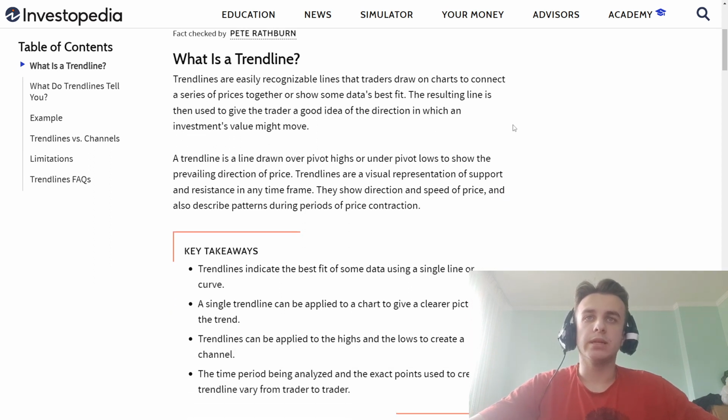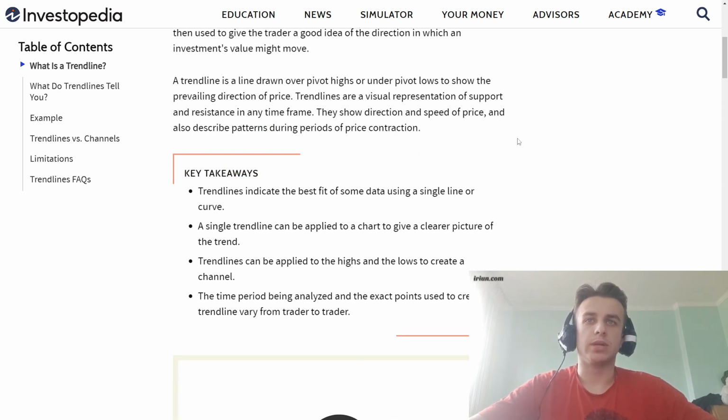A trend line is a line drawn over pivot highs or under pivot lows and shows the prevailing direction of price. Trend lines are visual representations of support and resistance in any time frame that show the direction and speed of price, and also describe patterns during a period of price contraction.